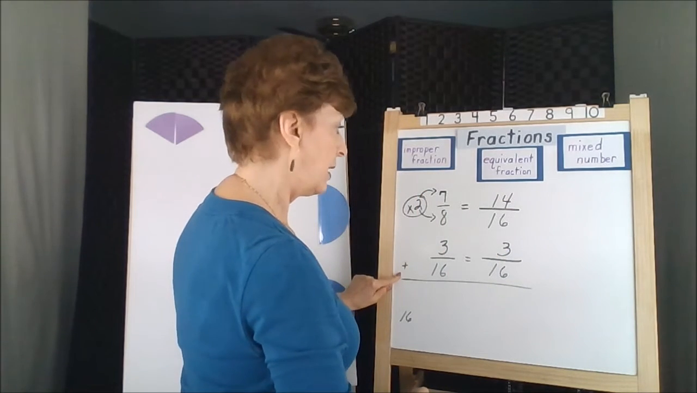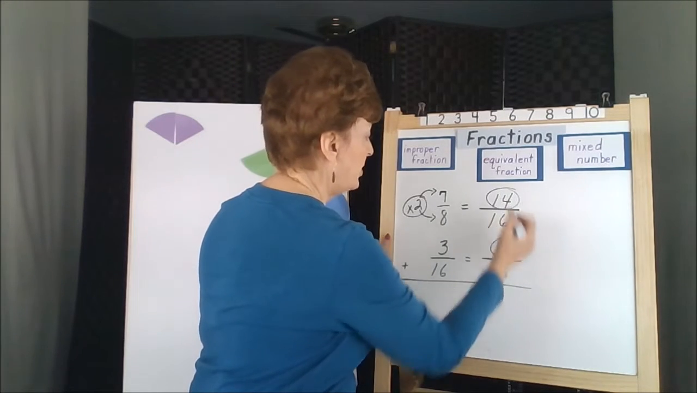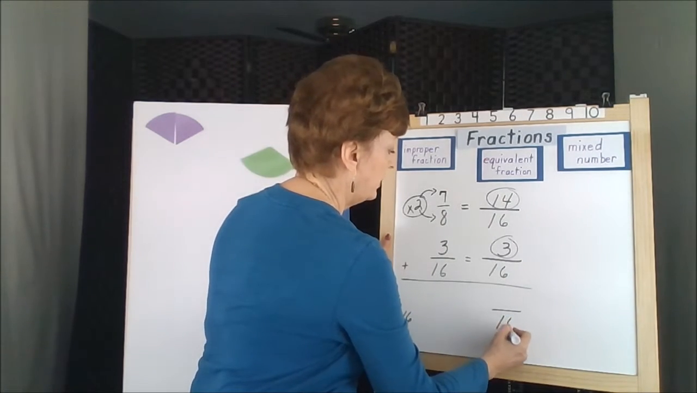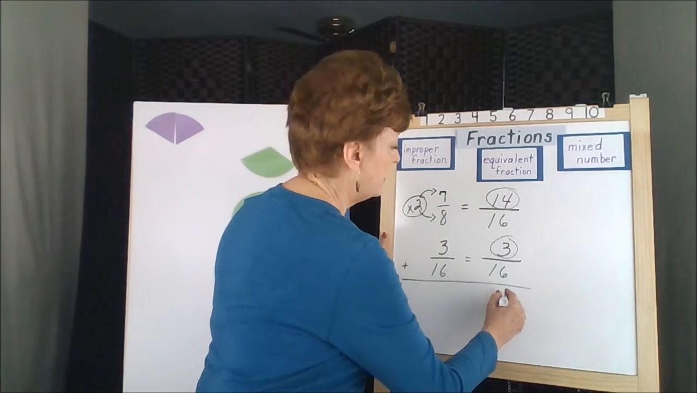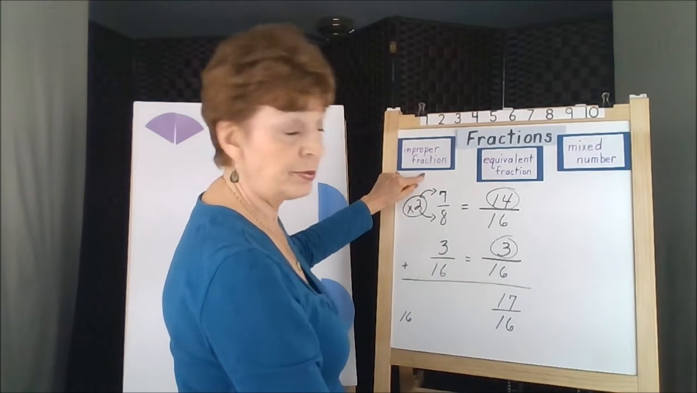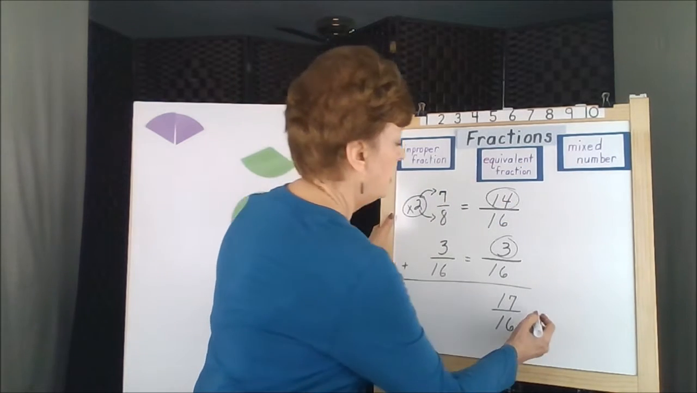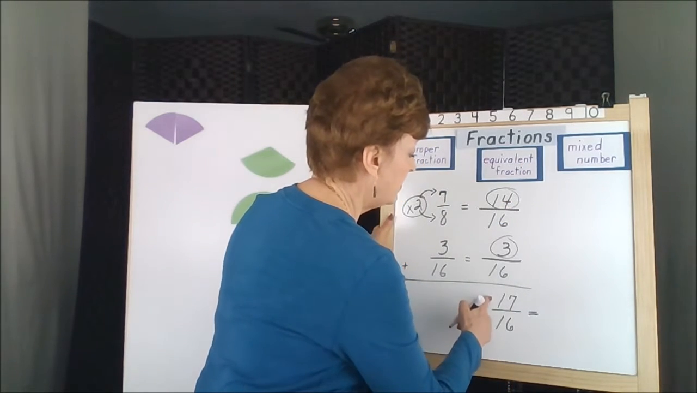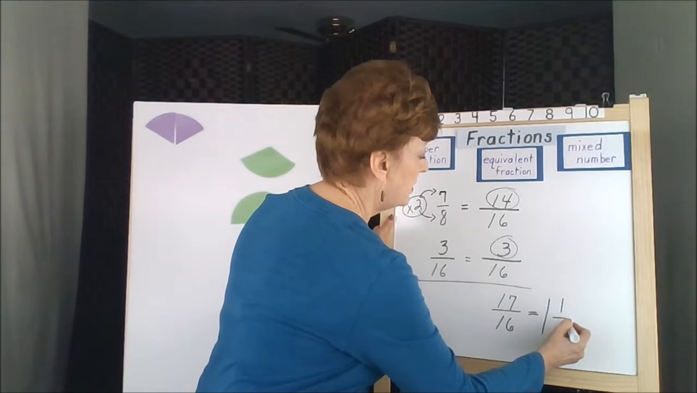Now we're going to combine our numerators. Our denominators are the same, so we can copy it to our answer. 14 plus 3 more is 17. It's a top-heavy fraction. It's an improper fraction. So we're going to make a mixed number out of this. 16 will divide into 17 one whole time with 1/16 left over.